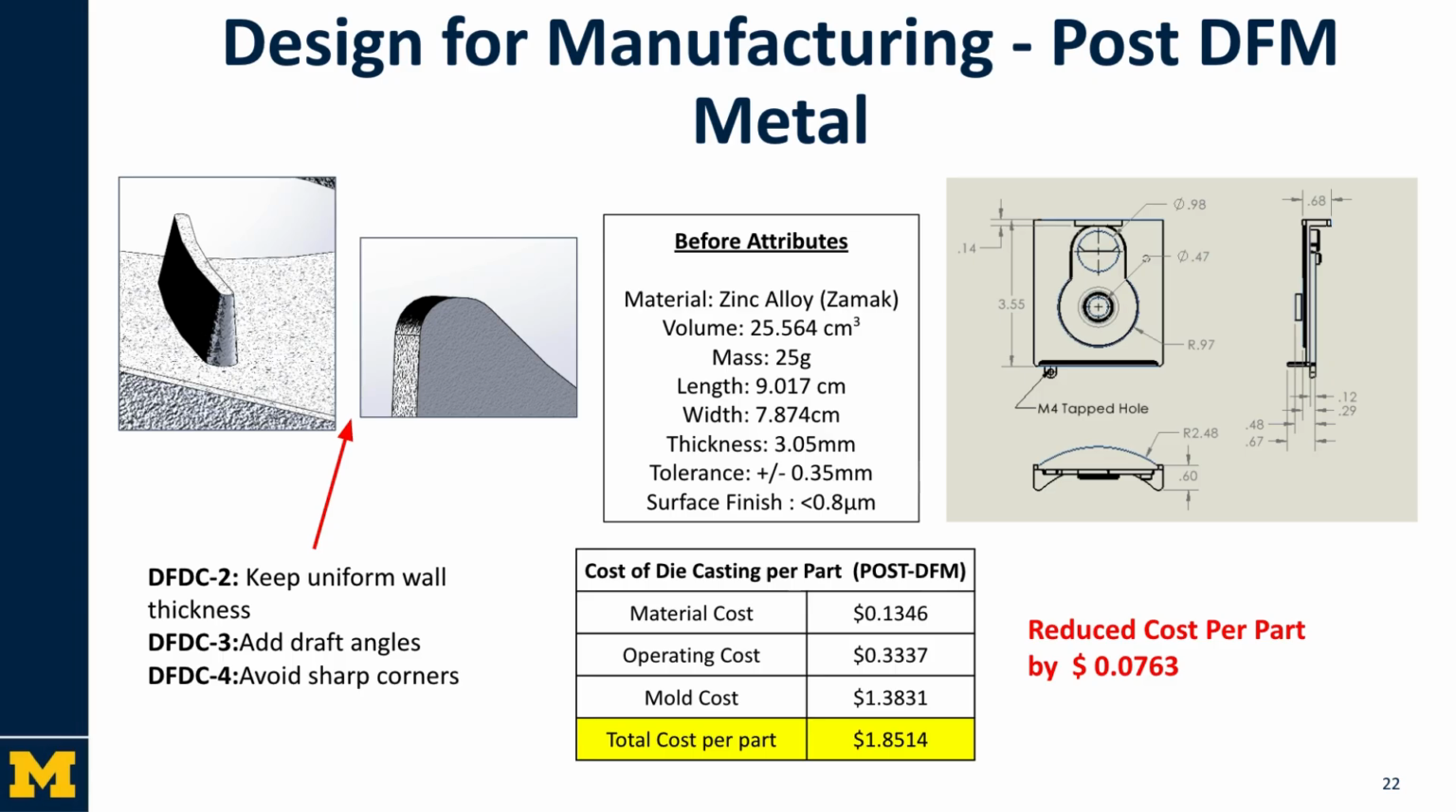Following the recommendations from the die casting lecture slides, we updated the design by standardizing the wall thickness, adding correct draft angles, and removing sharp corners to improve flow and reduce die stress. These lecture-based improvements simplified the tooling and slightly reduced the material volume. After redesigning, the part cost dropped from $1.92 to $1.85, resulting in about a 7 cent reduction per part.